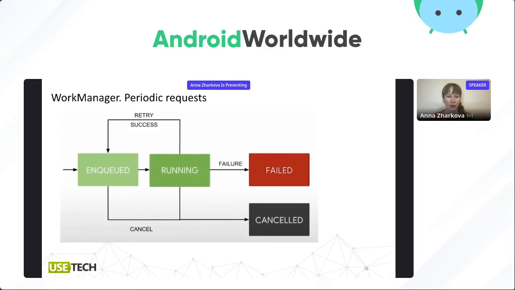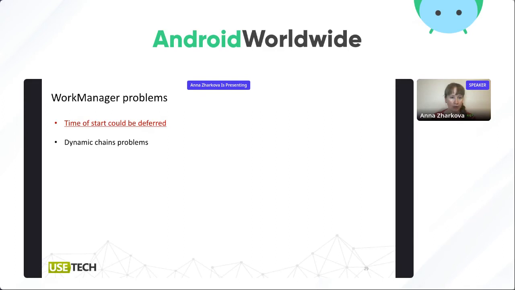At first it's enqueued, it's running, or maybe it's trying to run, and when it is okay, it's enqueued one more time and runs one more time. So it's running until it's failed or cancelled. So there is a simple detail about this request. Start time could be deferred and I have many chain problems, but I need to chain all these requests into one. What should I do in this case and how can we deal with this problem?